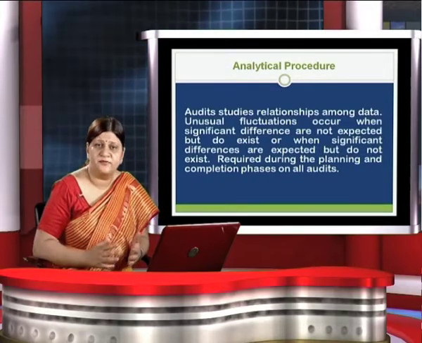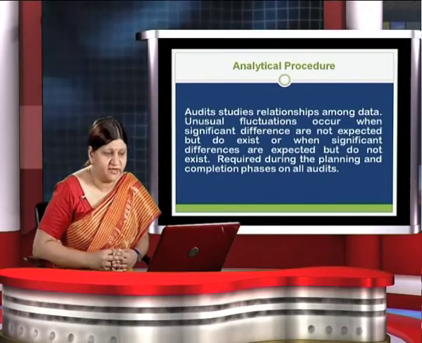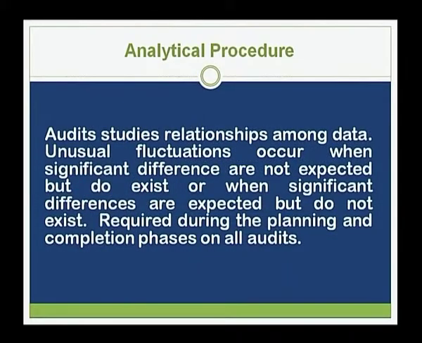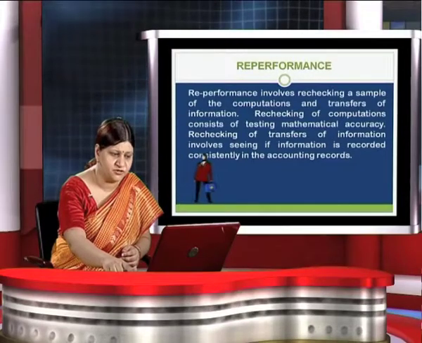Here the analytical procedure is being explained in detail. It audits the relationship among data. Unusual fluctuations occur when significant differences are not expected but do exist, or when significant differences are expected but do not exist. This is required during the planning and completion phase on all audits. So these are the analytical procedures.